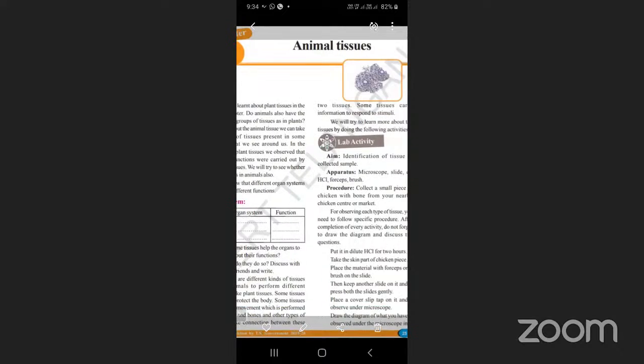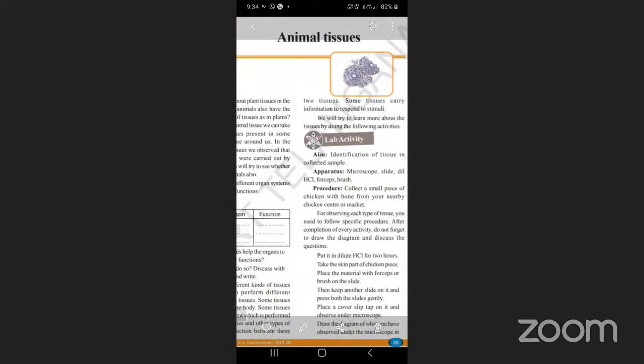Now here we have a lab activity. In lab activity, we have to follow the headings: first of all aim, next apparatus. After apparatus, we have to write materials; otherwise, you can add both under apparatus. After that, you have to write precautions, and after precautions, the procedure. After following the procedure, you go for the observation and write your observation. While you are observing under the microscope, don't forget to note down that observation in your observation book.